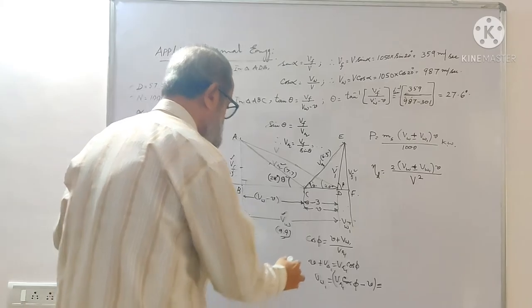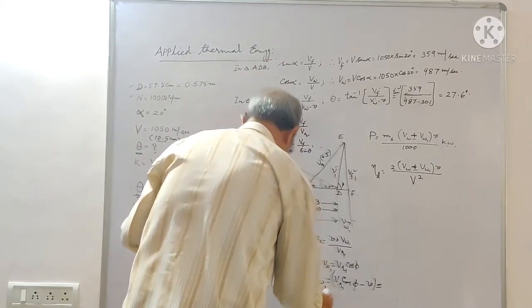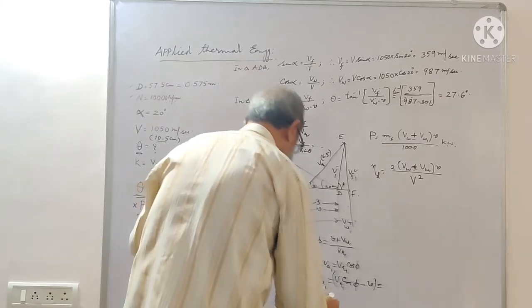Next, I want this Vw1. So Vw1 will be Vr1. Vr1 is how much?